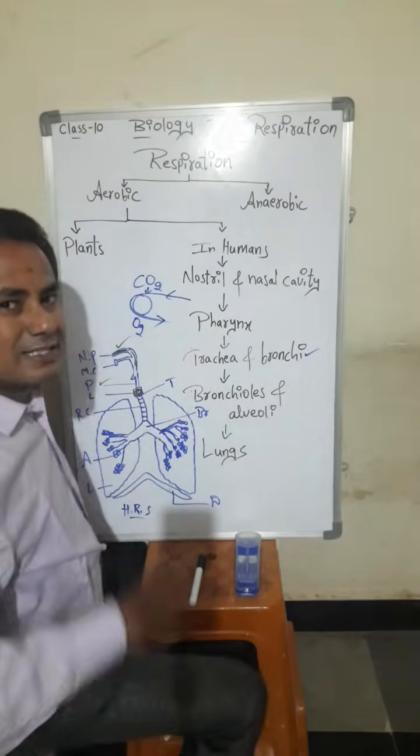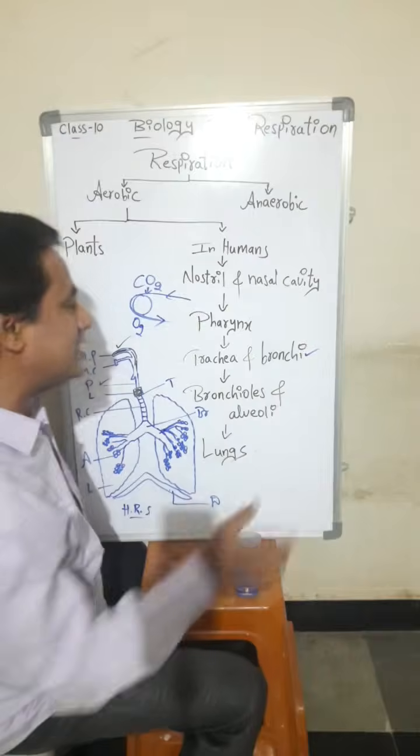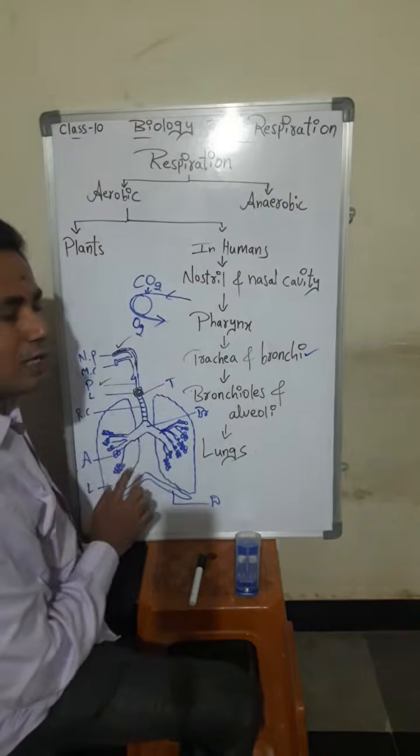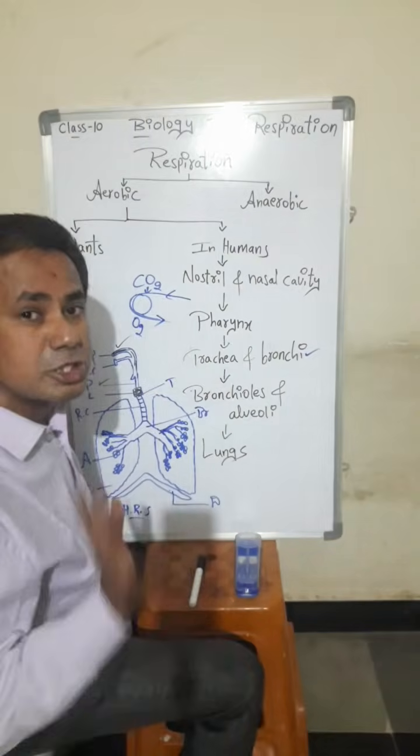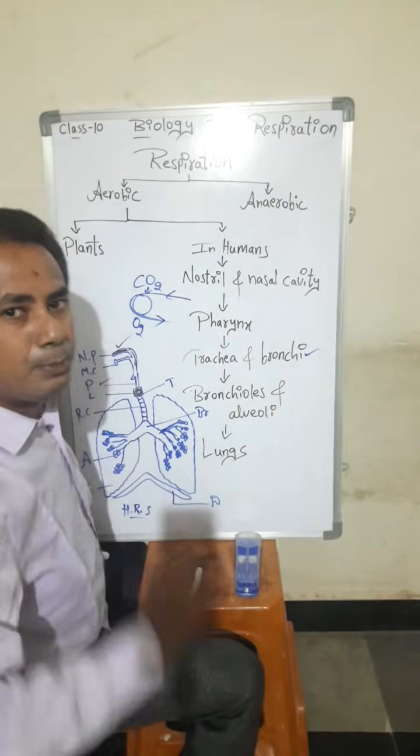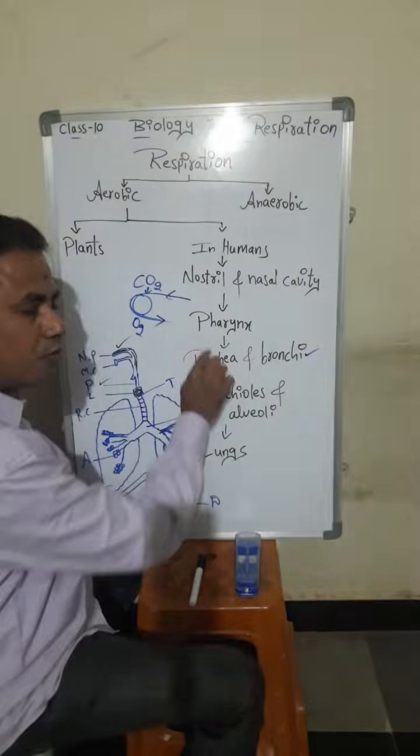That carbon dioxide contained blood, or deoxygenated blood, will come again back to the lungs. Here exchange of gases takes place. The oxygen rich blood, oxygenated blood, will move forward again to the heart.